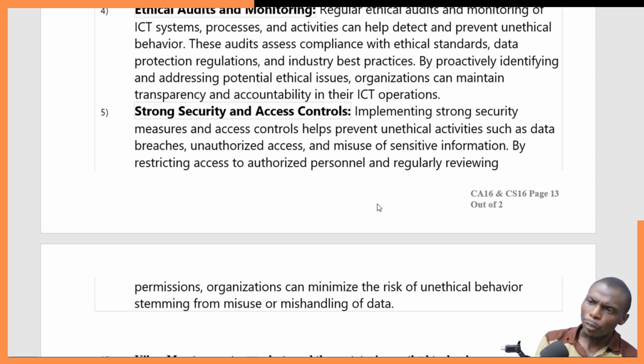We can also enforce strong security and access controls. Implementing strong security measures and access control helps to prevent unethical activities such as data breaches that we talked about, unauthorized access, and even misuse of sensitive information by individuals with wrong motives.